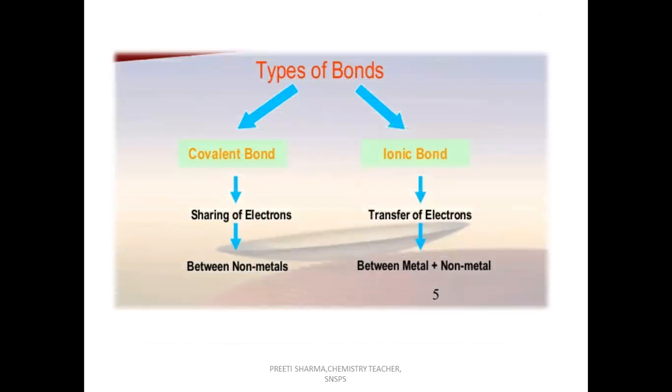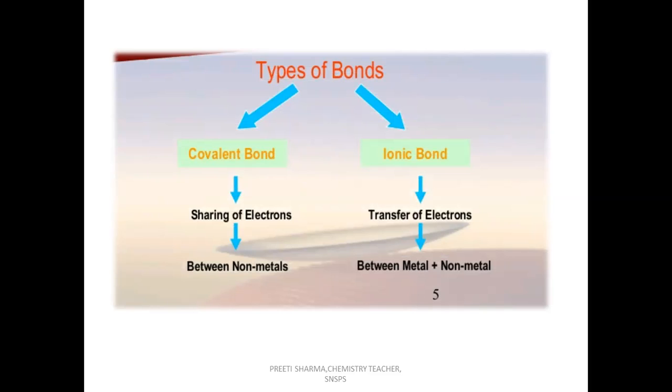Now, students, we have heard about the types of bonds. Basically, we have three types of bonds. Here I have shown you two types because in your plus one syllabus, in your NCERT book, we have only two types. But basically we have three types. One is the ionic bond, known as the electrovalent bond. Second is the covalent bond. And the third is the coordinate bond, or we can say the dative bond. So I'll talk about two of them.